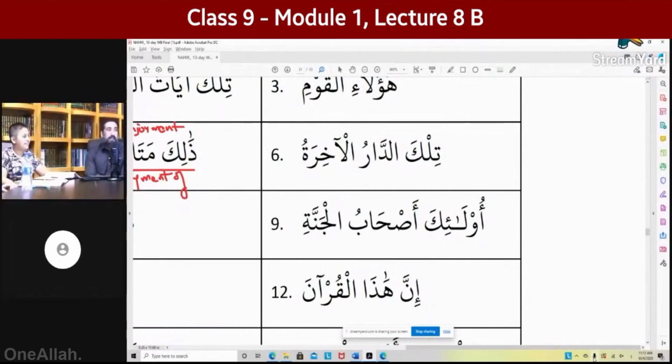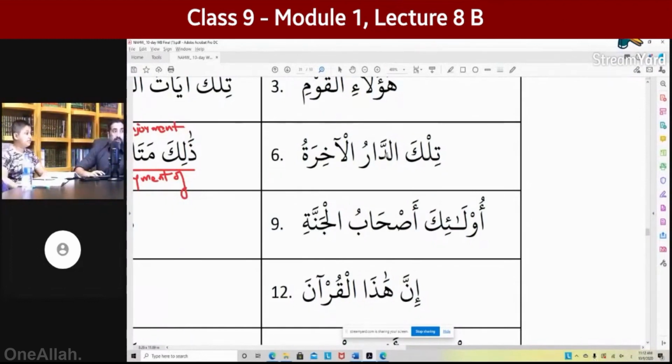If you see two isms together, two isms can come together in only a few ways. The two most popular ways two isms get connected to each other are either mudaf mudaf ilayh or noun adjective. And you know the difference. One of them is light, no alif lam, followed by jar, and the other one is four properties matching.